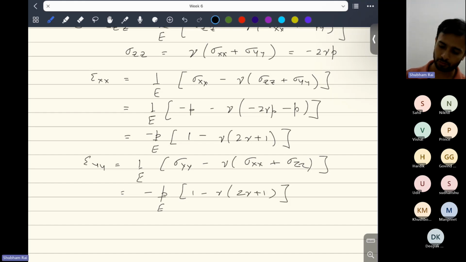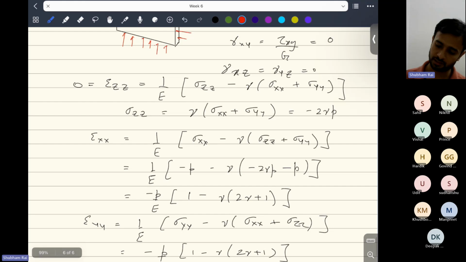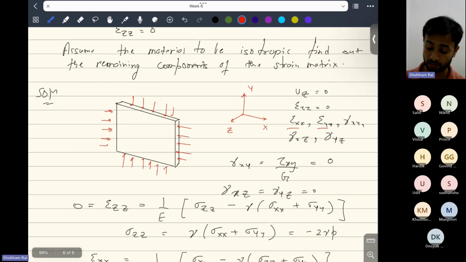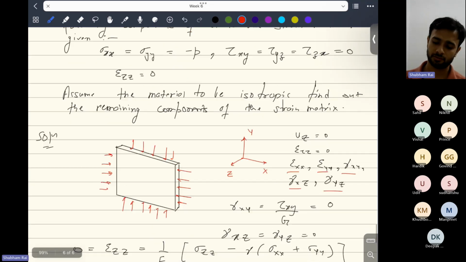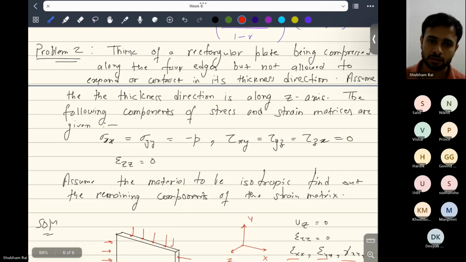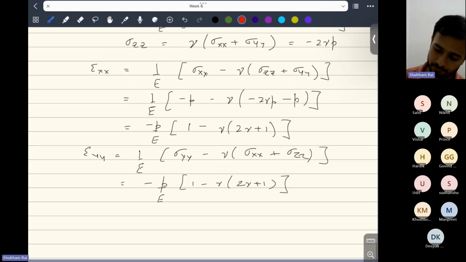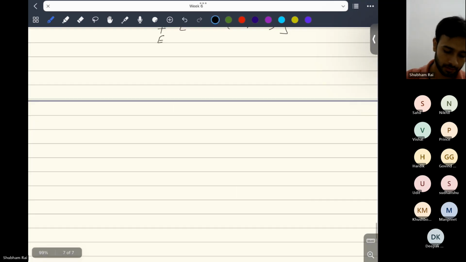So now we have found all the components of strain that we had to find out. So we have found epsilon xx, epsilon yy, gamma xy, gamma xz, and gamma yz. So that's what we needed to evaluate in this question. Let me go to the next question. You can stop me in between if you have any doubt in any of the questions.